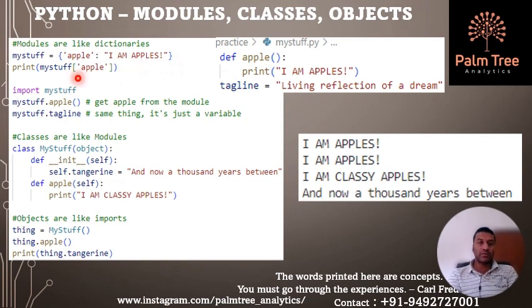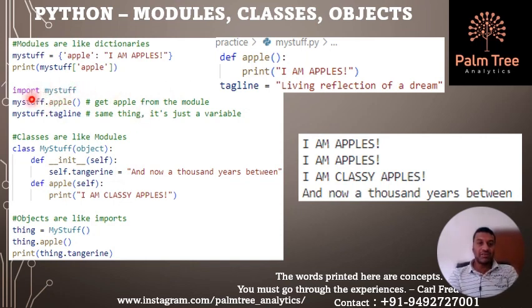In case there is one dictionary element kept, mystuff equal to apple colon I am apples. Here apple is the key and I am apples is the corresponding value. So if you try to print mystuff apple, the corresponding I am apples is printed here. There is another thing: when you call it a module, the module is another set of programs or commands or functions and everything kept in another file, and that file name is mystuff.py, and that can be imported into the current program.